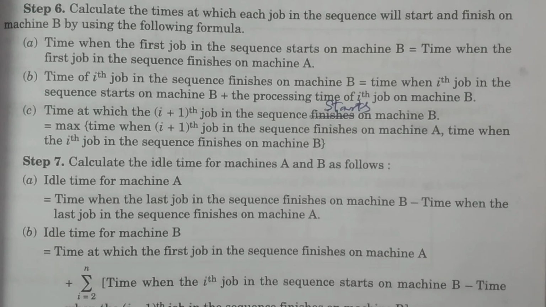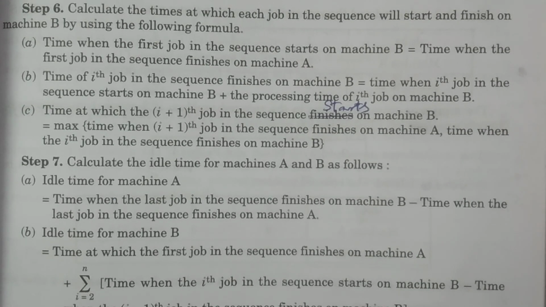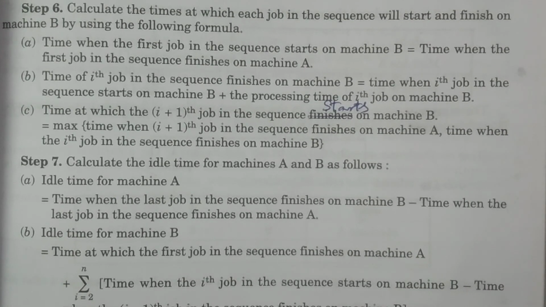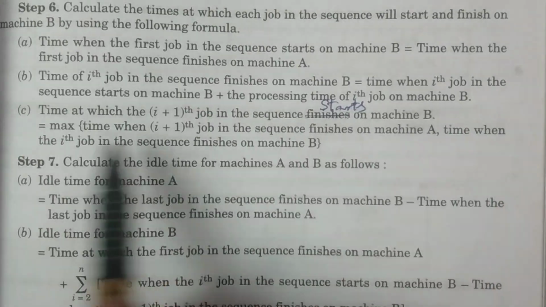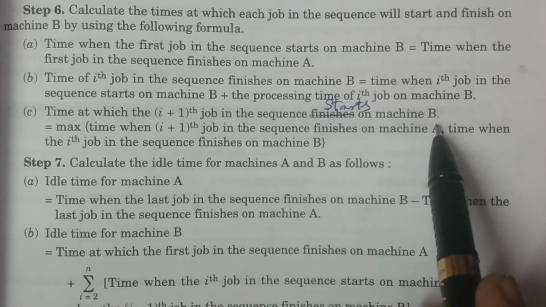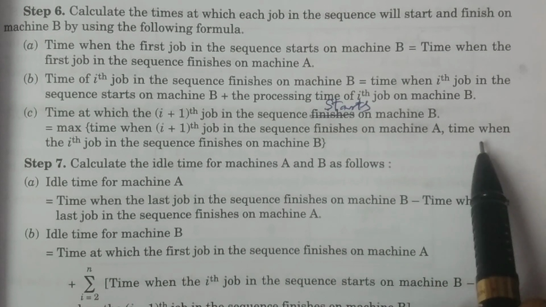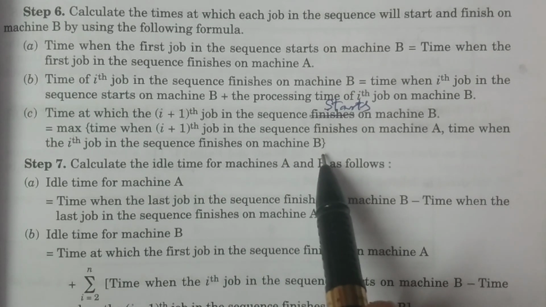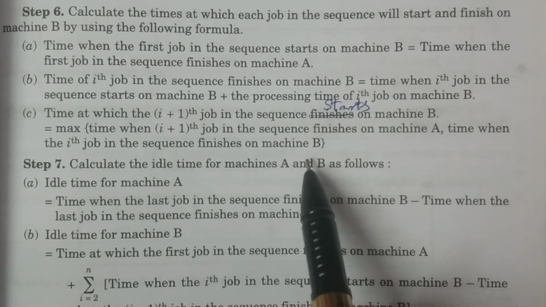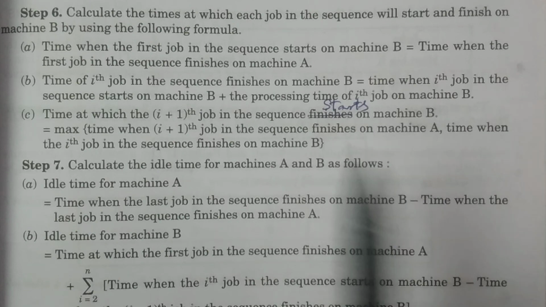For that particular time period, machine B has to wait. For example, the previous job finished at 10 hours, but the next job finished on machine A at 15 hours. Then machine B has to wait 5 more hours to start the next job, that is the second job. So that is the formula for the starting time. The time at which the (i+1)th job in the sequence starts on machine B is equal to the maximum of the time when the (i+1)th job in the sequence finishes on machine A and the time when the ith job in the sequence finishes on machine B. These are the formulas for the time calculations in machine B, the time when it starts and finishes.